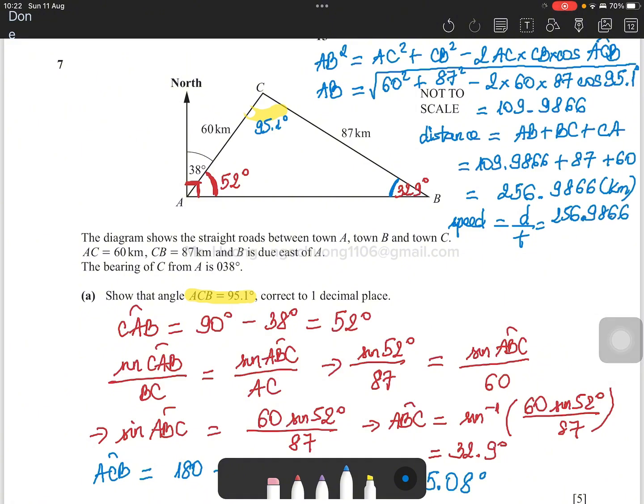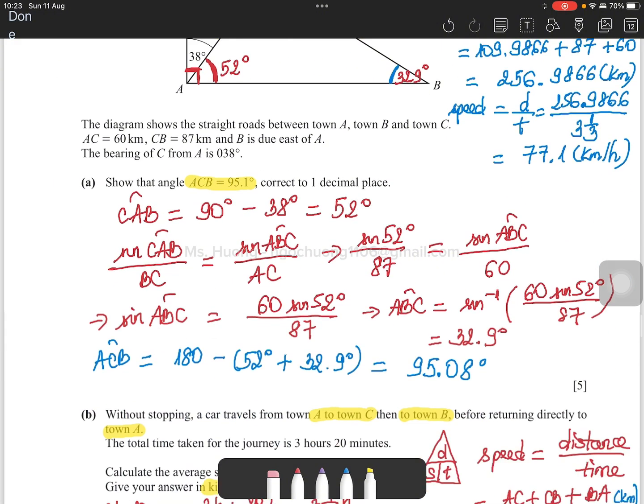256.9866 divided by 3 1/3 hours. So the speed is 77.1 kilometers per hour. And that's the final answer for question B.